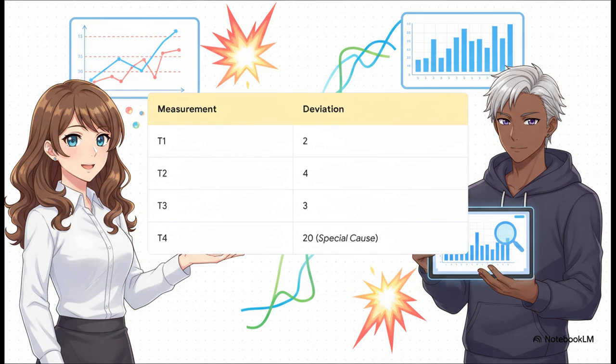To get the standard deviation, the first thing we do is see how far each one is from the average. So we've got these small deviations, 2, 4, 3. Pretty normal stuff. But then look at that last one, a massive deviation of 20. That is clearly an outlier, what the pros call a special cause of variation.